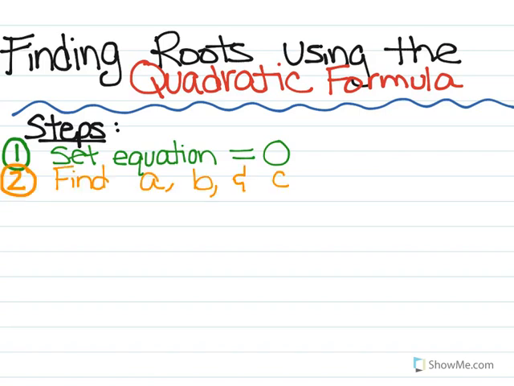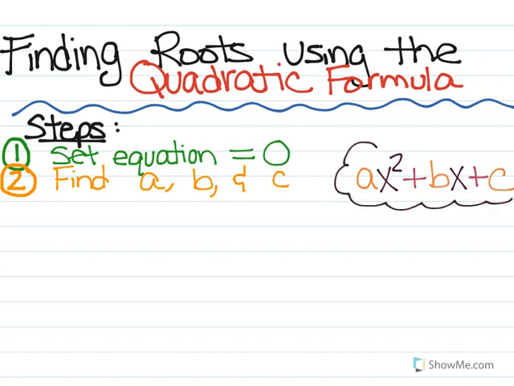Step 2 is to find a, b, and c so that you can plug those values into the formula. And remember, a, b, and c come from the equation ax squared plus bx plus c, where you're only focusing on the number, the coefficient that is in front of the variable x. So a is always the number that's in front of x squared, b is always the number that is in front of x, and c is always the number at the end that is not attached to any variable.